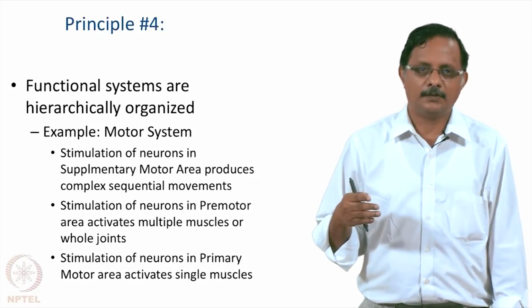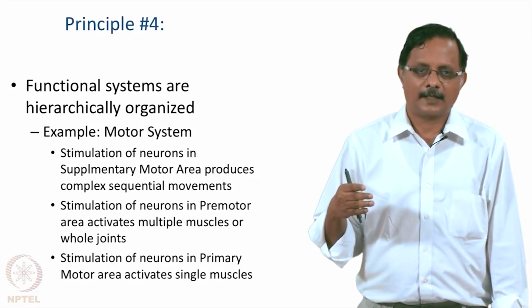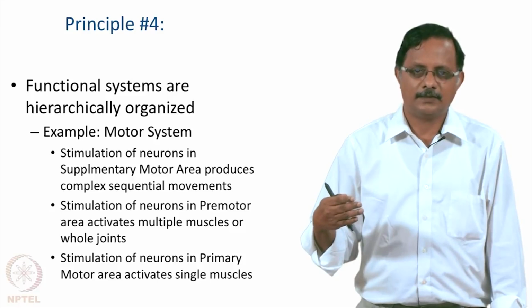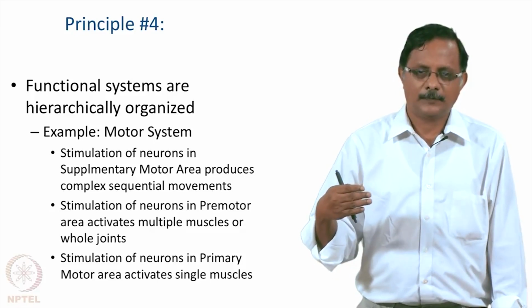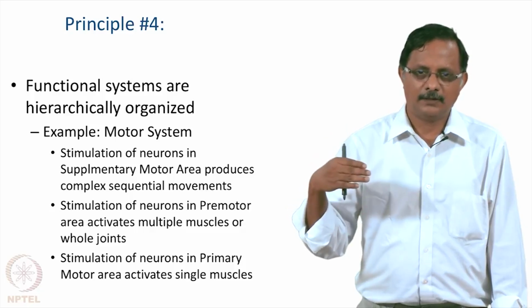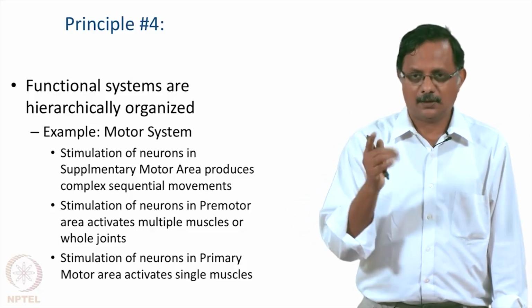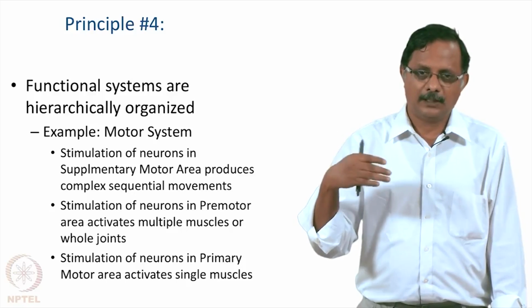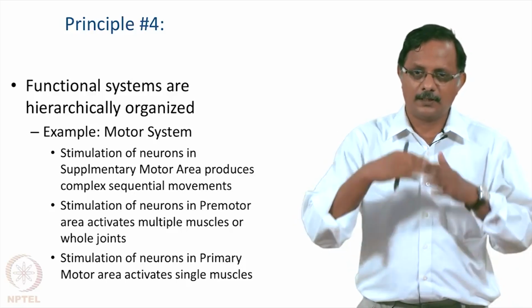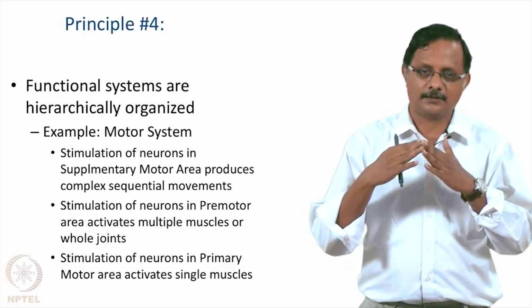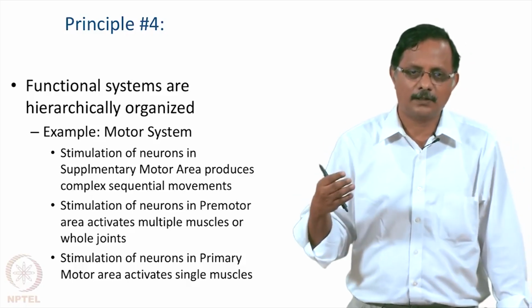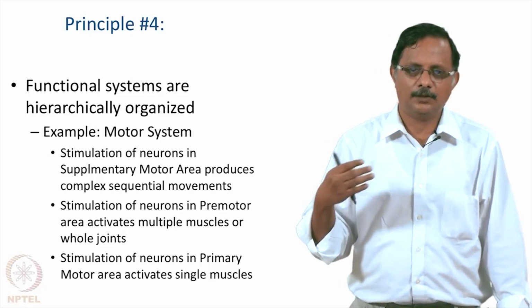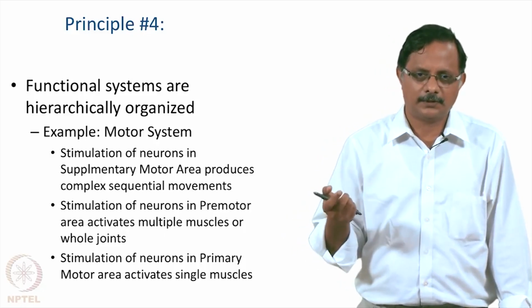Then the fourth principle basically says that there is intrinsic hierarchy, right, in these functional systems. Like we discussed earlier, if you look at visual system, the neurons of V1 respond to only lines or edges. If you go to V2, you find neurons which respond to curves, right, or angles where multiple lines meet. And if you go further to inferior temporal area, you will find neurons which respond to complex objects.